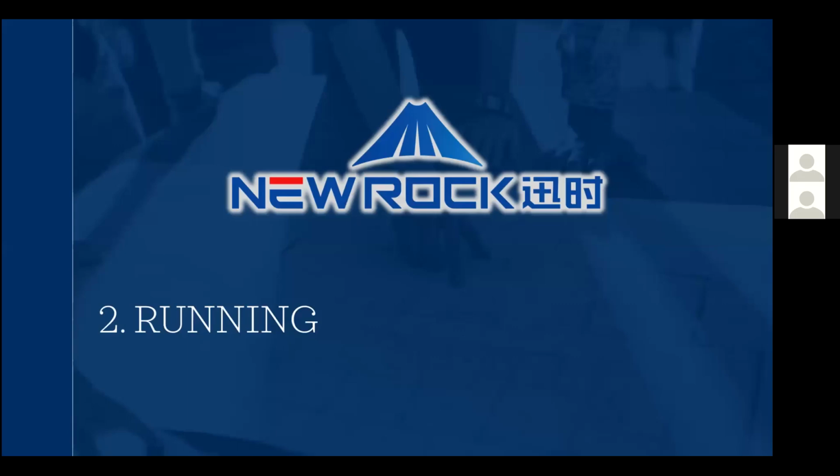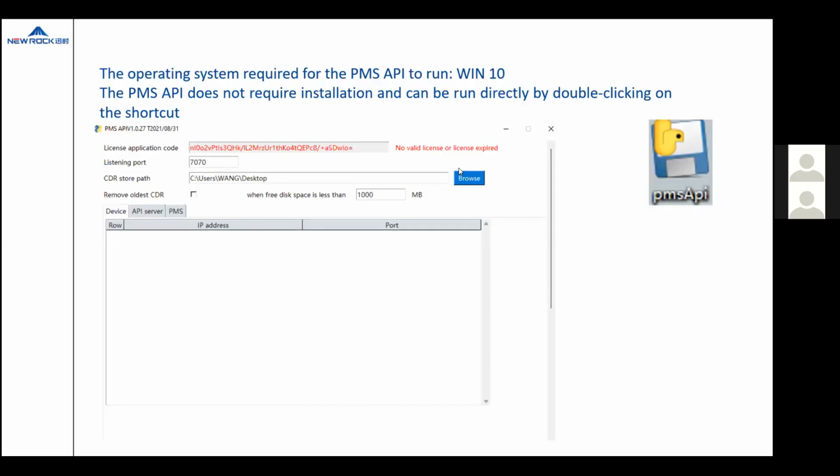Then we will introduce how to run it. The operating system required for PMSI to run is Windows 10. PMSI doesn't require installation and can be run directly by double-clicking the shortcut. It is green, installation-free software, which can be run directly. Many times it may be blocked by security software, and we just need to trust it.